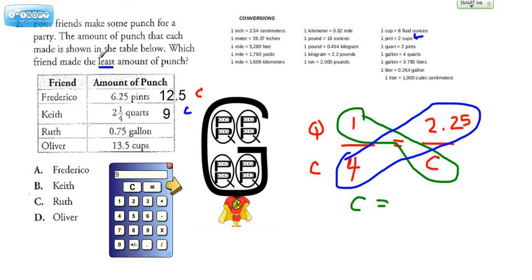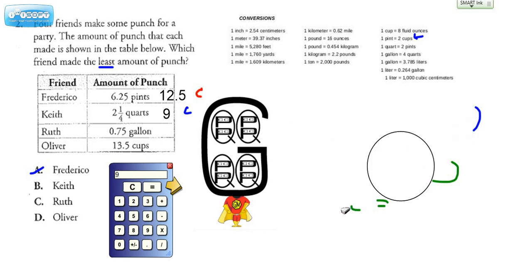Now remember, they want the least amount. So far it looks like Keith is a contender. We can go ahead and cross him out because his amount's definitely more than Keith's. All right, the next one you have to do is Ruth.